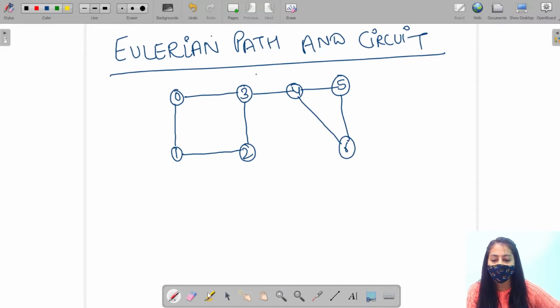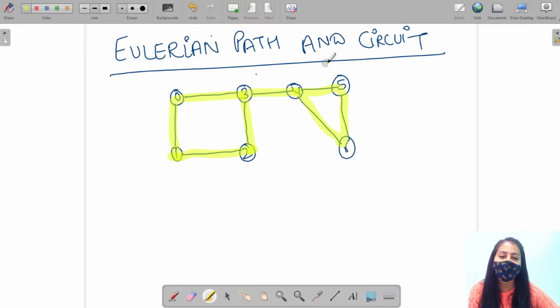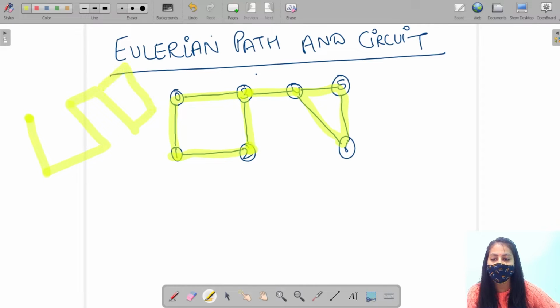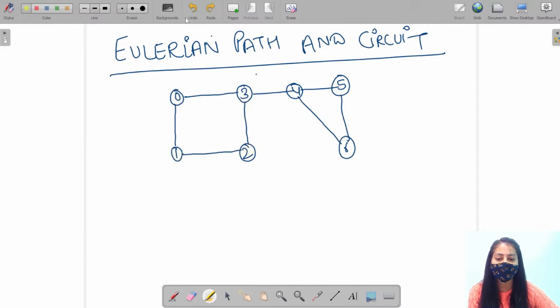And what is an Eulerian circuit? If starting from a node you are able to visit all the edges of the graph and return back to the same node, then the Eulerian circuit is present in that graph, right? For example, you are starting from here and you are not coming back to this node again, right? So if starting from a node you are able to visit all the edges of this graph exactly once and come back to the same node, then an Eulerian circuit is present in that graph, right? So this is all about Eulerian path and circuit.